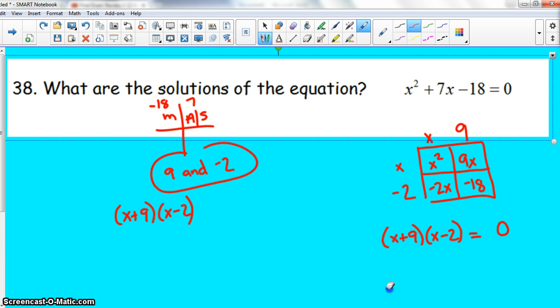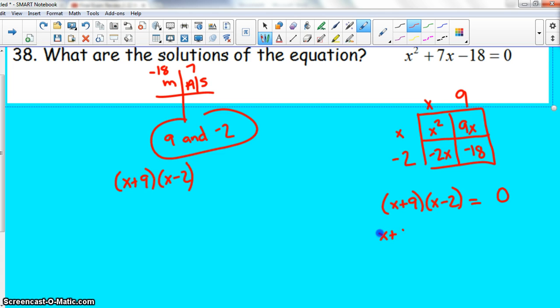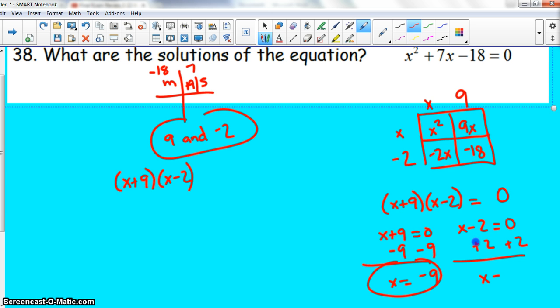We still need this equals 0 to the side. So we set each factor equal to 0, and we solve it. We subtract 9. I get x equals negative 9. We add 2. I get x equals positive 2. So my two solutions are negative 9 and positive 2.